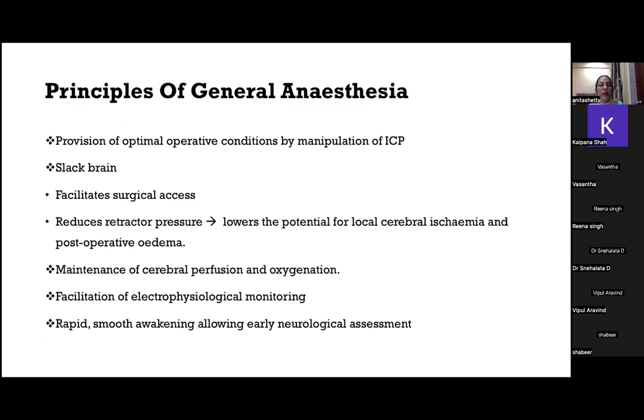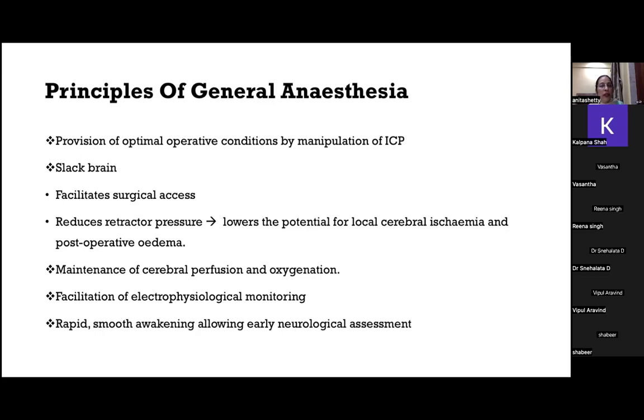So what are the principles of general anesthesia? The principles are providing optimal operative conditions by manipulation of the intracranial pressure. Now, it's important to have a slack brain to facilitate surgical access and reduce the retractor pressure. If there is too much retractor pressure, there can be local cerebral ischemia and postoperative edema.